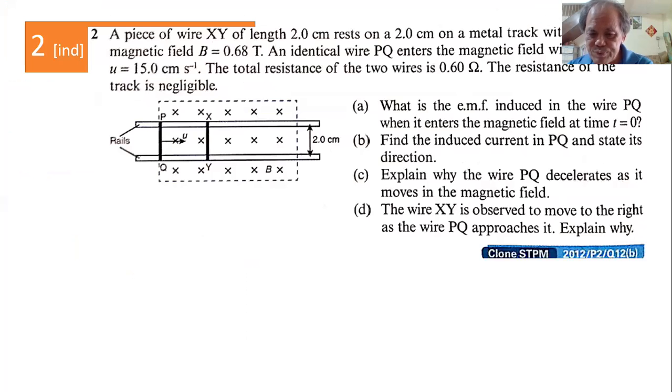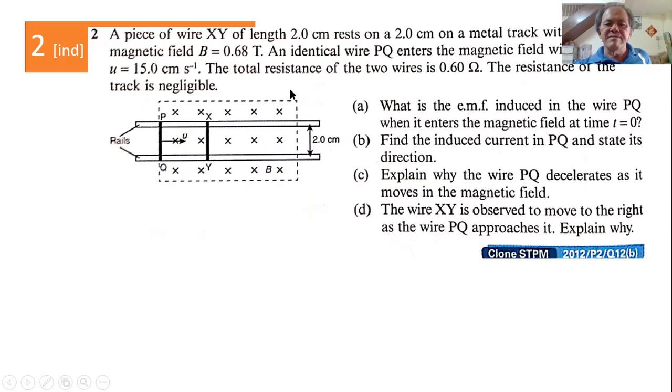Structure question number 2. A piece of wire XY, that's your XY, of length 2 cm. So you are supposed to neglect that. Assume that this is 2 cm, on a 2 cm metal track, that's your metal track. Actually it's slightly longer than 2 cm, but anyway, just imagine that the rail is very thin. With a uniform field given, an identical wire PQ, that's your PQ. These two can be moved, the rails are the ones that are fixed.